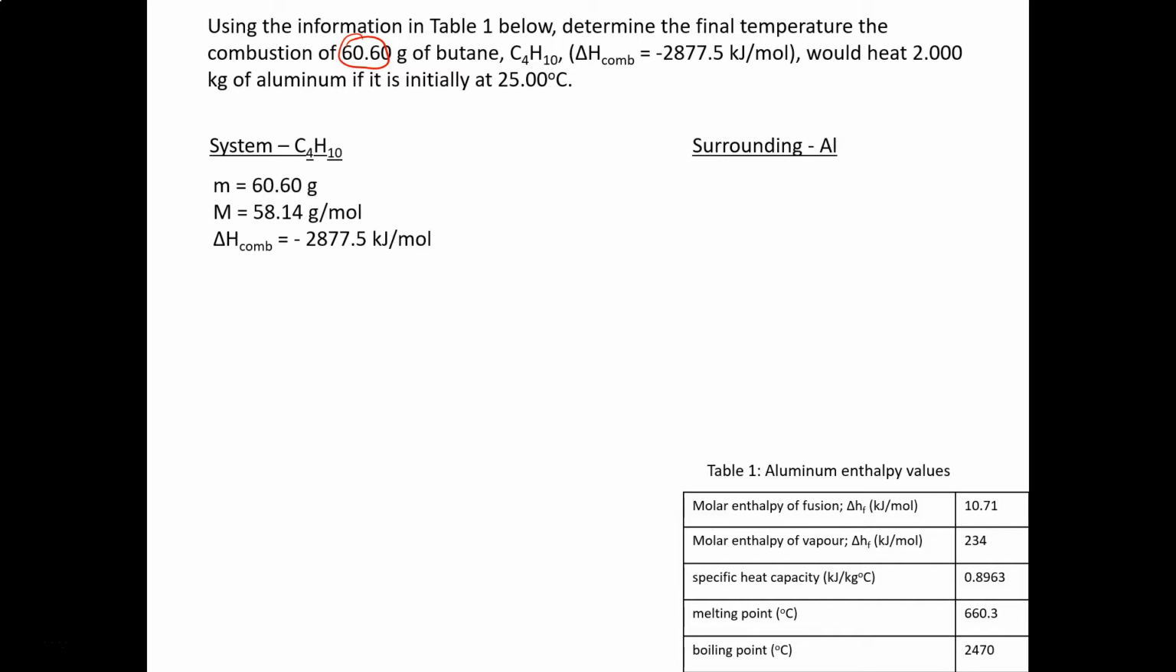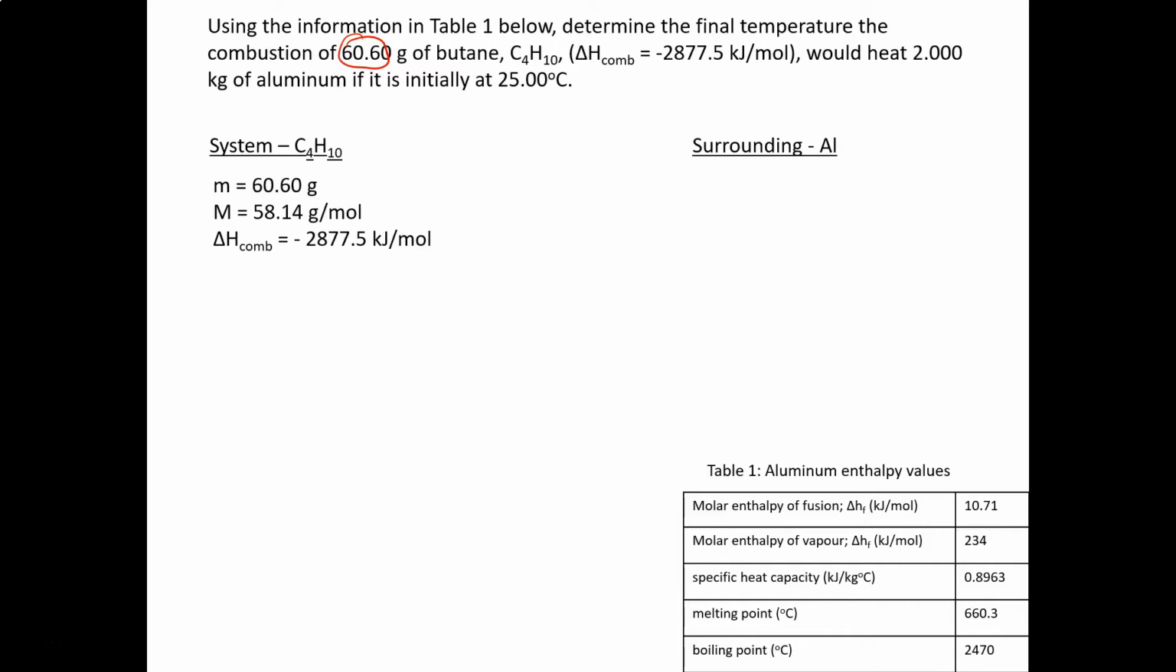Now, one of the more interesting questions we might deal with is to determine the final temperature a sample of substance would reach if we had a certain amount of reactant undergoing our chemical change. So here we have 60.60 grams of butane undergoing combustion, and the question is, to what final temperature would we be able to heat some aluminum? Well, just like before, we first identify our system and our surroundings.